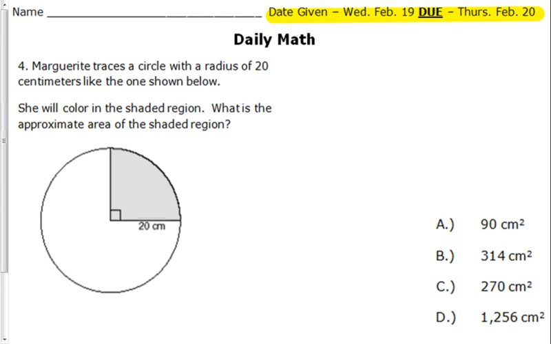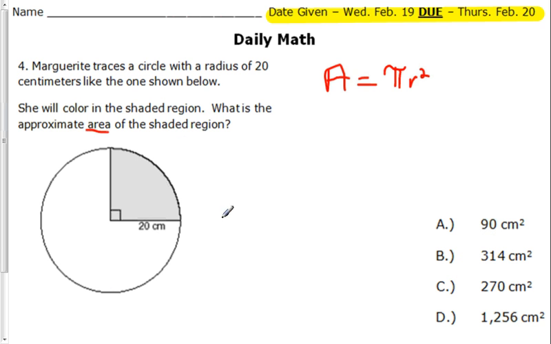Well, first of all, we're talking about area and we're talking about a circle. So I want to look at my cheat sheet and copy from that. So looking on my cheat sheet, the area is pi times the radius squared. That's for a whole circle.